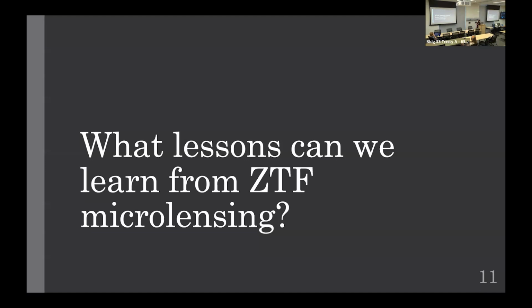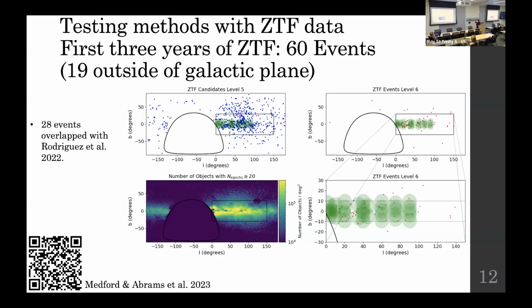So that's it for Rubin for now. Now the question is, when we did ZTF microlensing, what did we learn that we can apply when looking forward to Rubin? So originally we found 60 events, 19 of which were outside of the galactic plane in the first 3 years of ZTF data, 28 of which overlapped with the Rodriguez et al. sample.